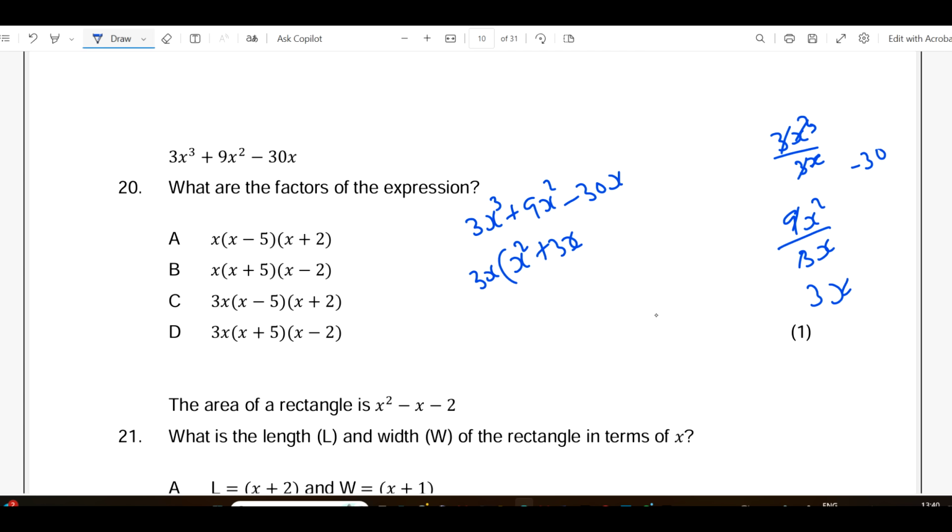And then minus 30x divided by 3x. X and x will cancel. And then it's going to be minus 10. We are not done yet. We need to factorize what is in the brackets.